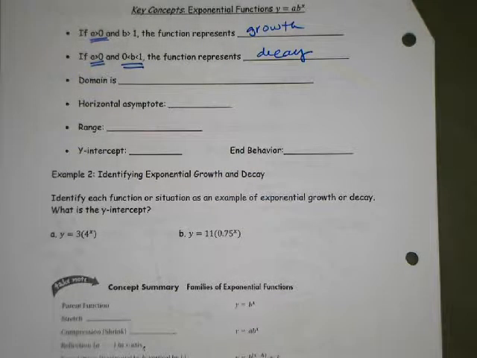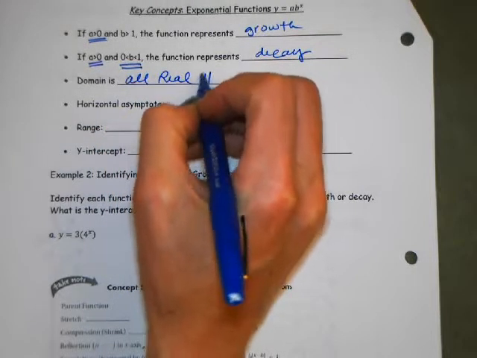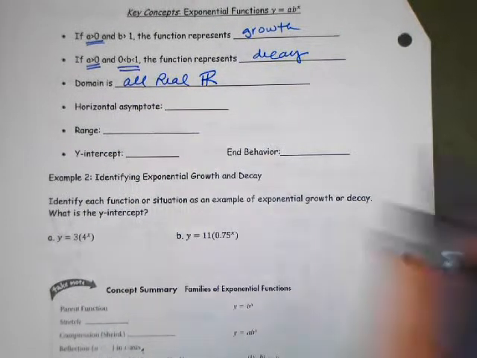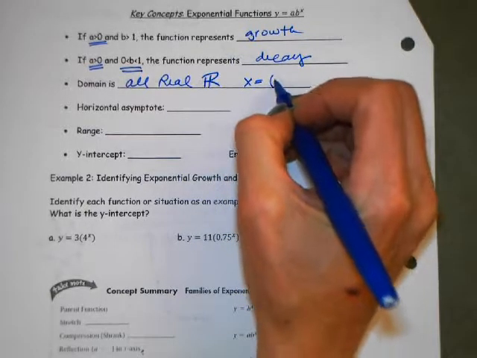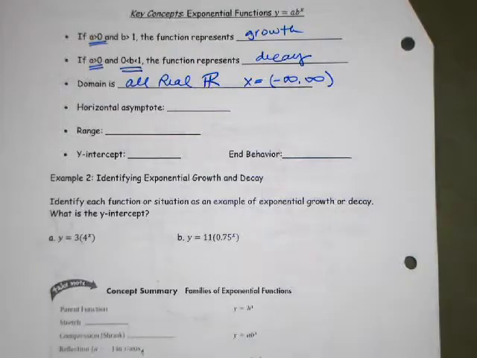Okay, and then what did I say the domain was again? All real numbers, you got it. All real numbers. So that's the way that we put it, all real, meaning that x equals negative infinity to infinity. Any x value will work, meaning you can have any x exponent, okay?